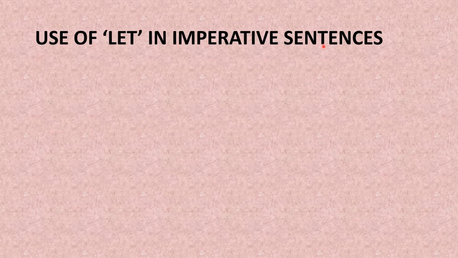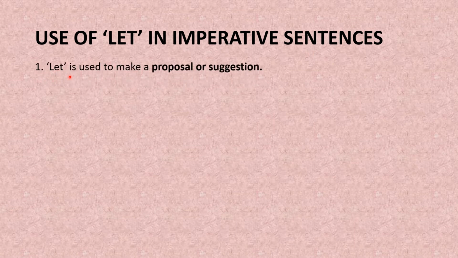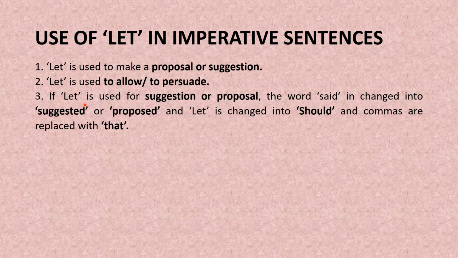Use of let in imperative sentences is very common. So we shall talk about how you can convert sentences with let from direct speech into indirect speech. Here is rule number 1. Let is used to make a proposal or suggestion, as you know. Number 2, let is used to allow or to persuade. And if let is used for suggestion or proposal, the word said is changed into suggested or proposed. And let is changed into should and commas are replaced with that. This is the rule.